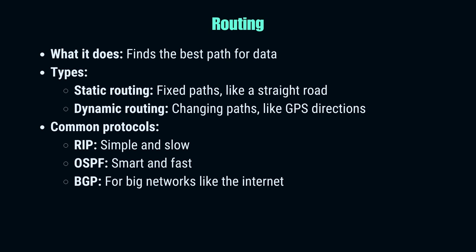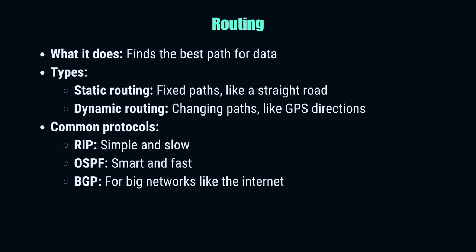Routers are like traffic cops at intersections, directing data packets based on their destination IP addresses. They maintain routing tables that list available paths to different network destinations. There are two main types of routing: static and dynamic. Static routing involves manually configuring routes, which is suitable for small, unchanging networks.